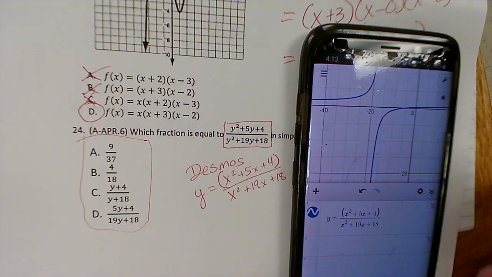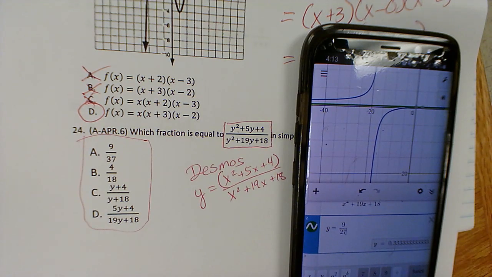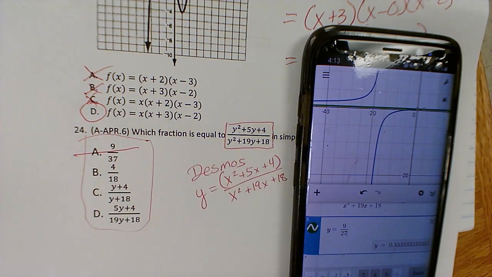So what we're going to do is now, instead of trying to factor this, and if you want to know how to do this, I will gladly show you the other way, the way you're supposed to do it. We're going to type each answer choice and see which one fully overlaps it in another line. So I'm going to put y equals 9 over 27, which goes through it. That's not it. I put 27. Let me double check that.